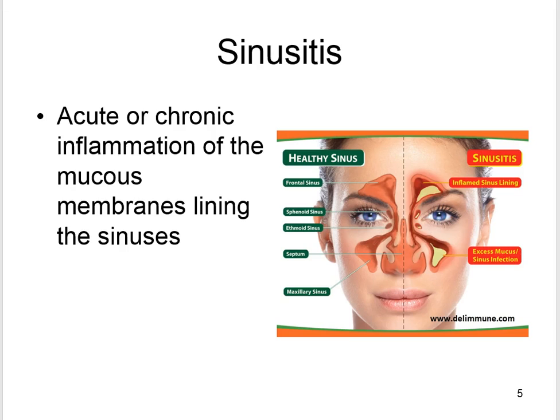This sinusitis is an acute or chronic inflammation of the mucous membranes lining the sinuses. An infection causes pus and mucus to accumulate in the sinuses.